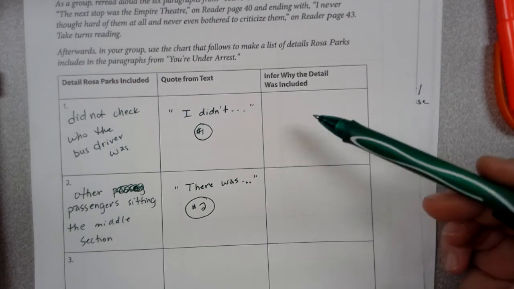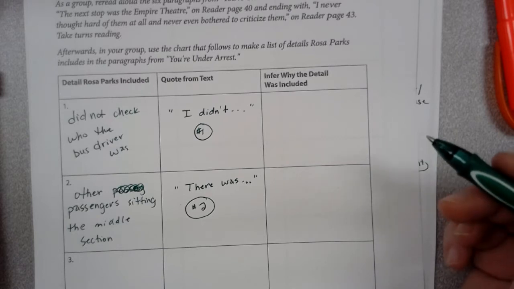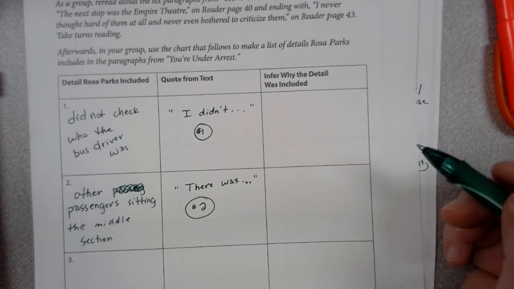All right, now what I want you to do is to infer why she did this. For example, number 1: I didn't check who the driver was when I got on. Why do you think she included this?